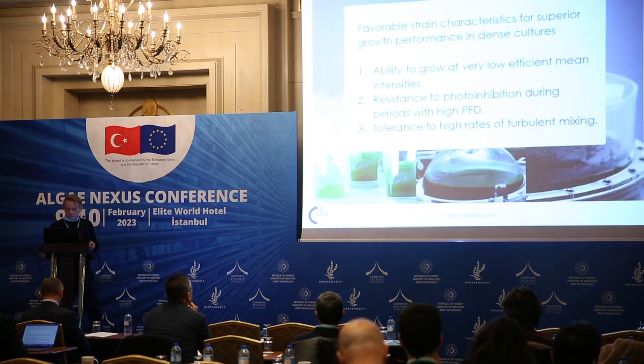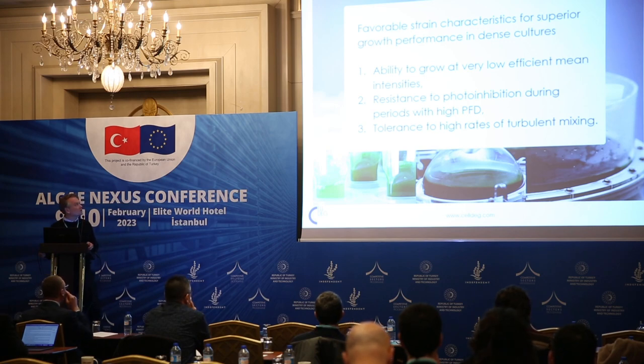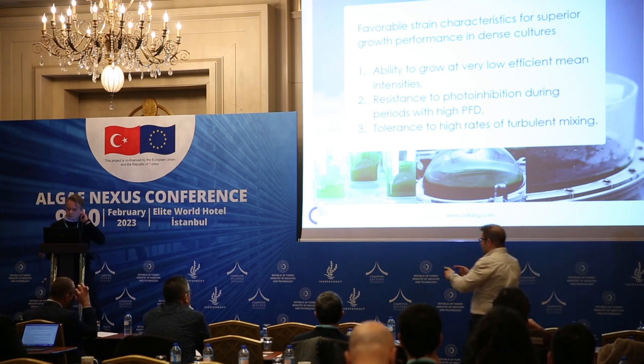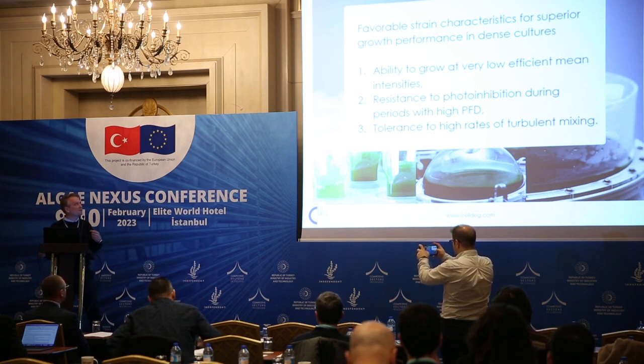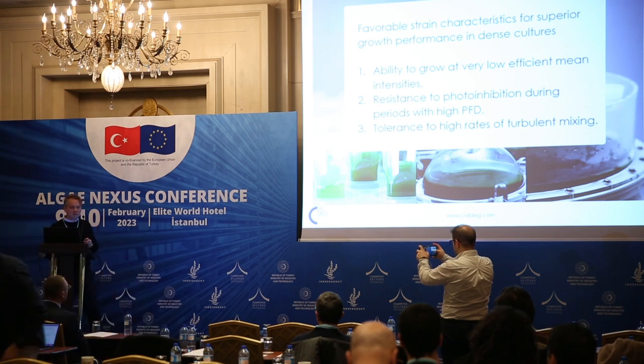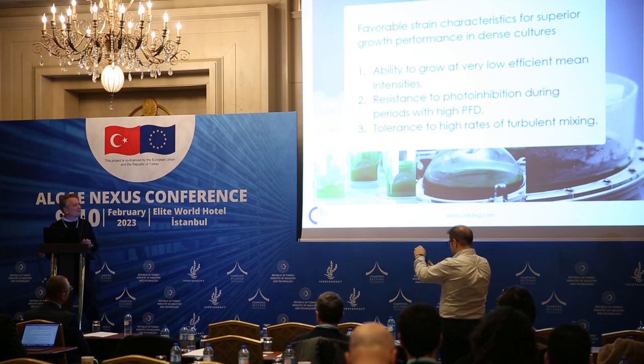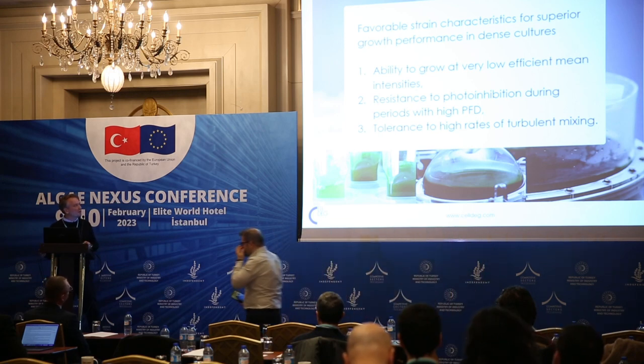So, considering the unavoidable problem of self-shading, we assume the following characteristics of a strain to be favorable for growth performance at high cell density. First, it's the ability to grow at very low efficient mean light intensities, because in dense media, the mean light intensity falls far below the optimum light intensity for the reproduction of the cell.